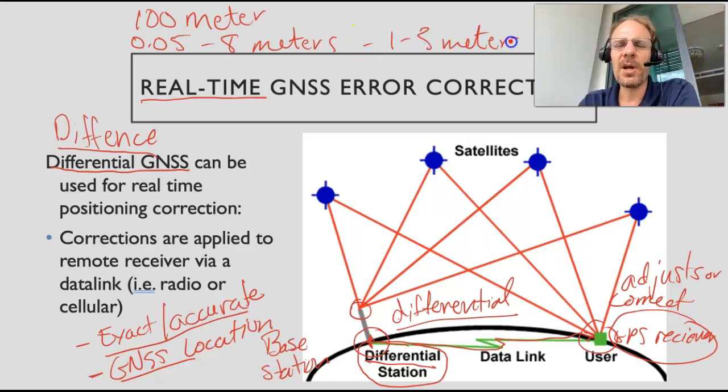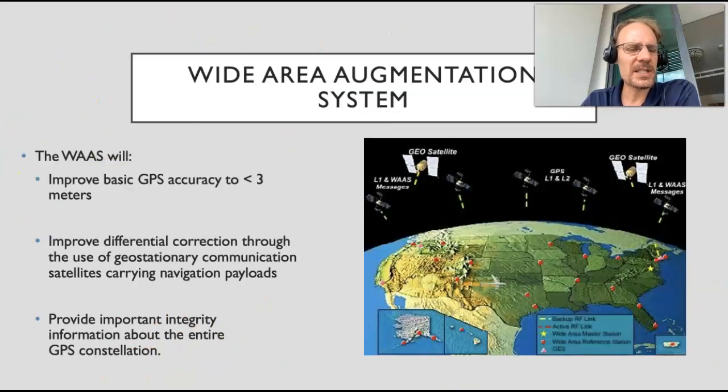Most of the time, like your smartphone, I have my smartphone here, it's going to be accurate to within 1 to 3 meters because it's using a differential system. Okay? And there are some different types of differential systems. I'll give you some examples. One that's used in the United States is called a Wide Area Augmentation System, or WAAS. And again, it makes our accuracy less than 3 meters.